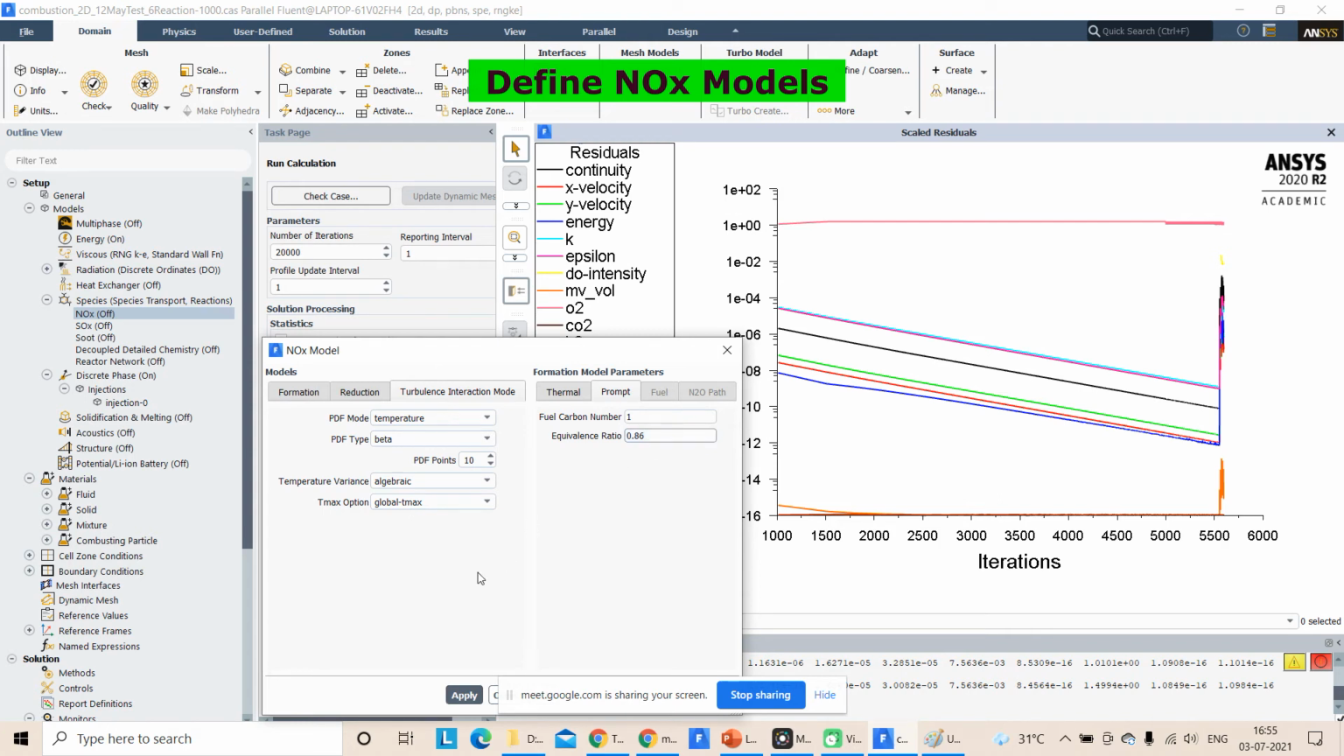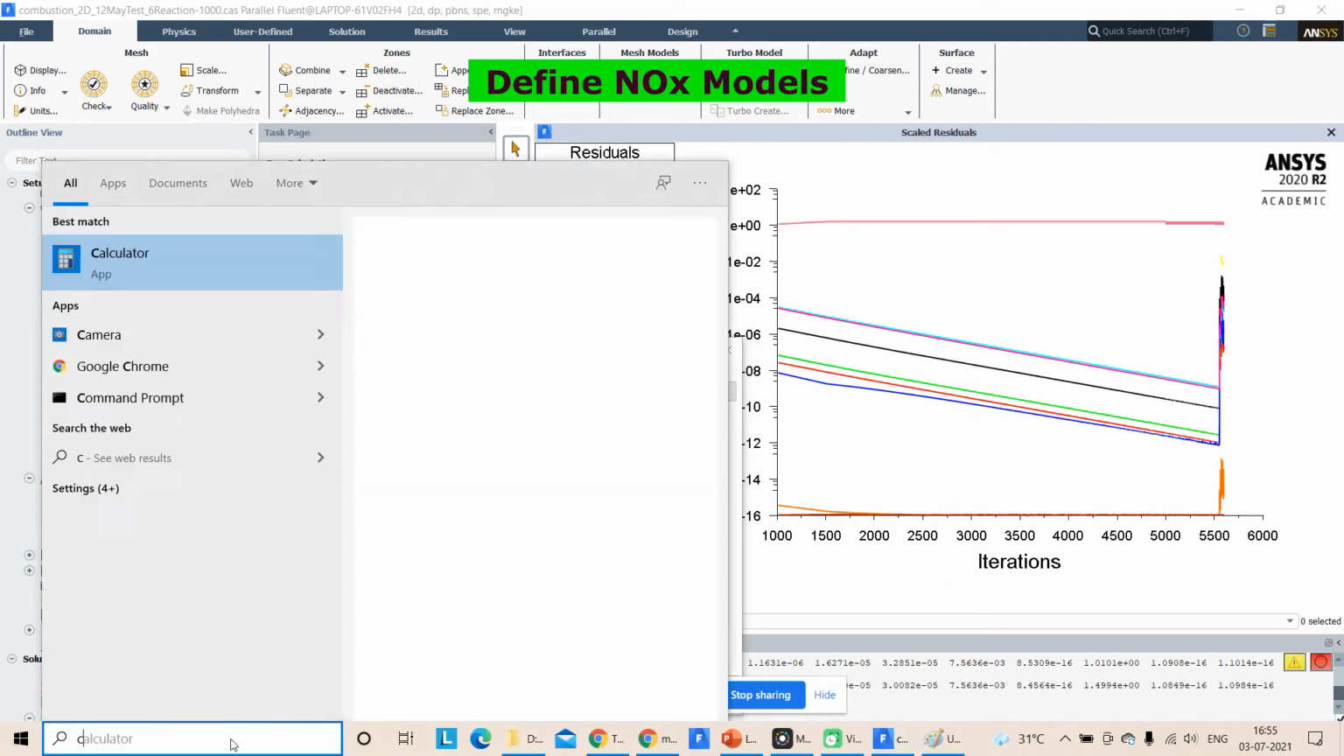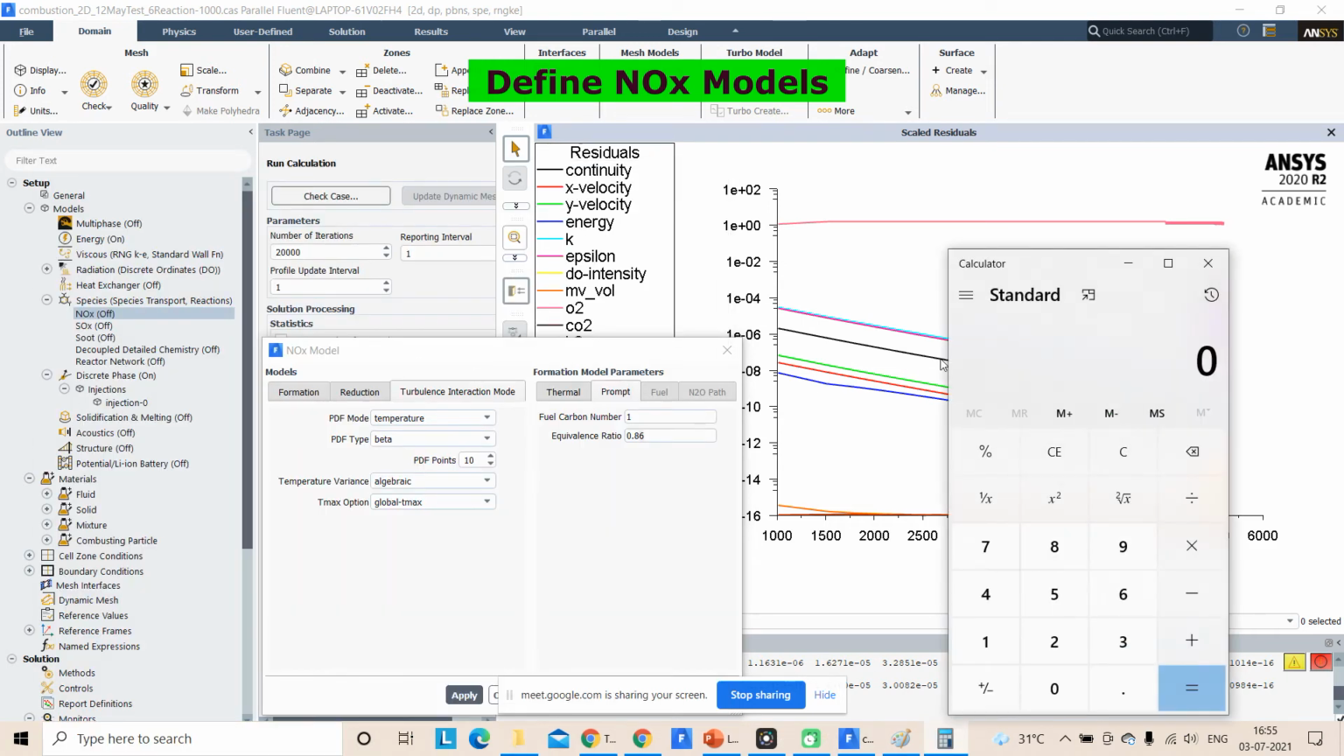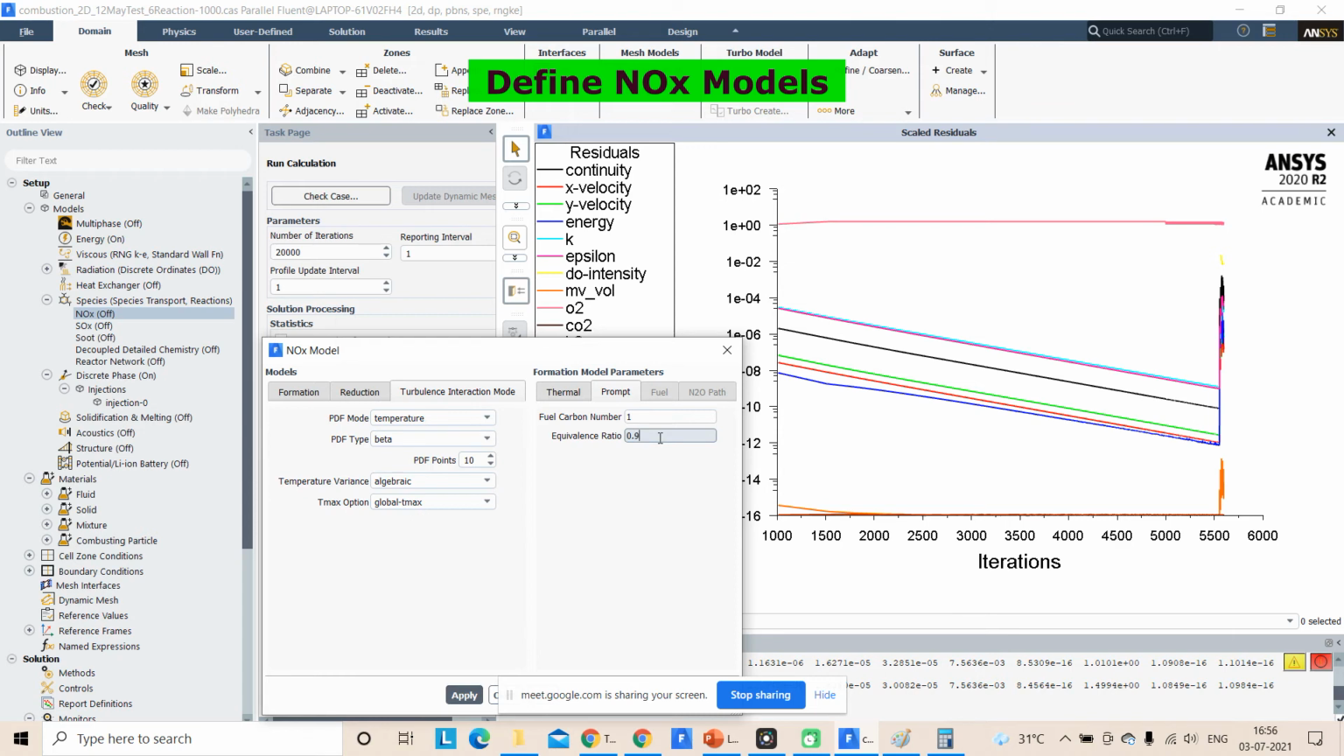If it is a lean mixture, you have to give it accordingly. For example, I take the calculator. If I use 10% excess air here, then the equivalence ratio will be 0.9. If you use 10% excess here, the equivalence ratio will be 0.9. That we can use. Here for temperature variance, you can use algebraic. For temperature max, you can use global max. Then this setting is over.